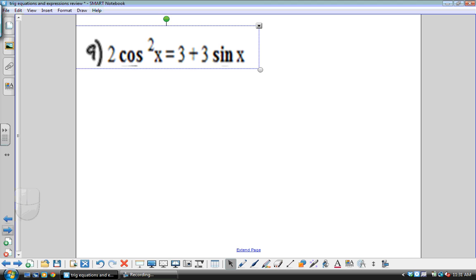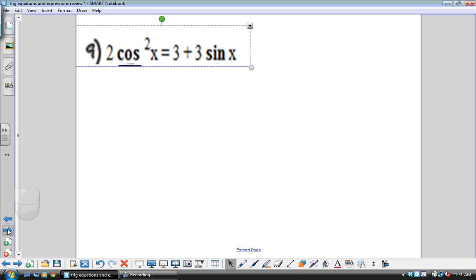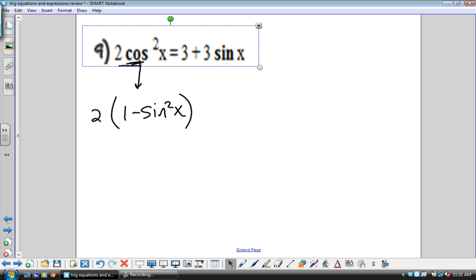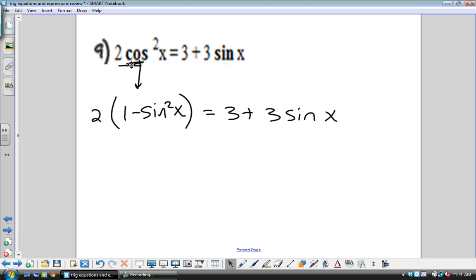Okay, number 9. And here again we have a cosine squared and a sine. So again, what would work better right there would be a sine squared. So I'm going to substitute for cosine squared here, 1 minus sine squared. So now I'll have to bring down the 2 and distribute it. And let's bring down the rest of the equation here. Okay, so now that's going to go with that sine x a lot better than that cosine squared one. Now let's distribute the 2, so we'll get 2 minus 2 sine squared x.